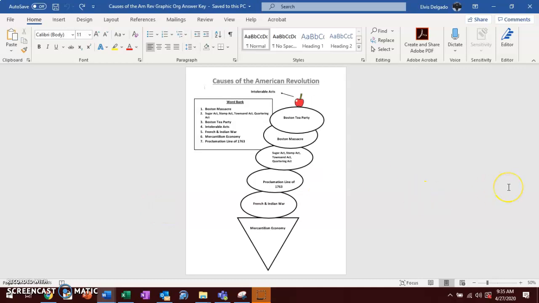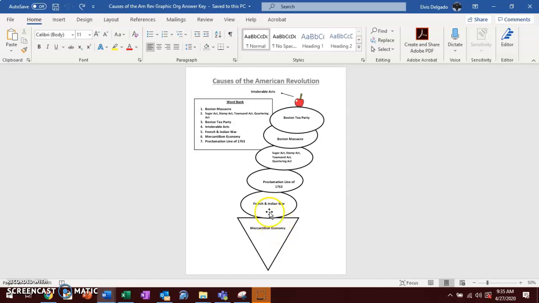All right, so we're gonna go ahead and get started. I'm gonna dive in deeper with the causes of the American Revolution. Once again, we're gonna start from the very bottom. I already showed you this graphic organizer in the beginning of the year. I'm just gonna go briefly into details.